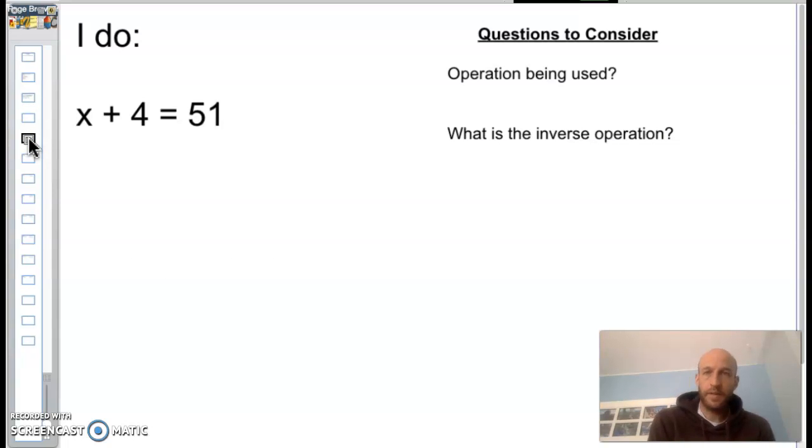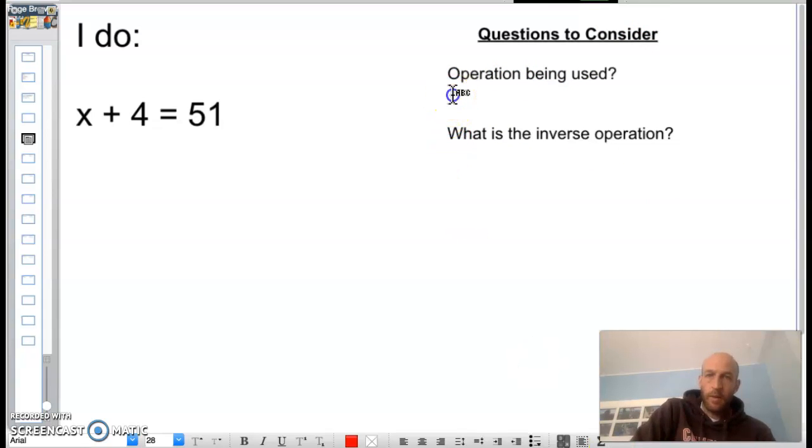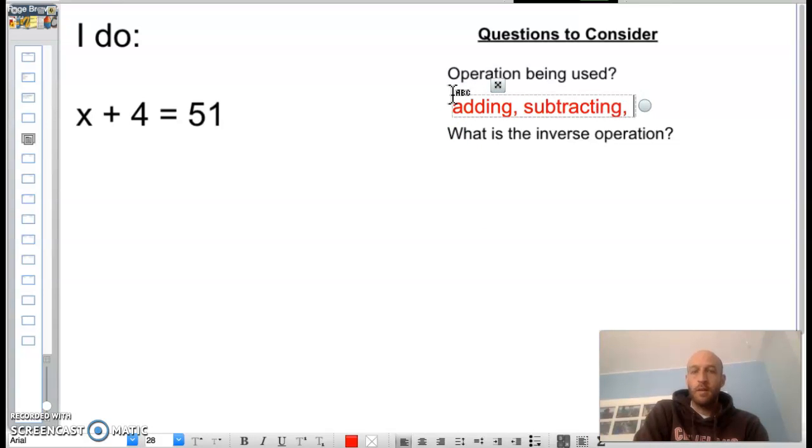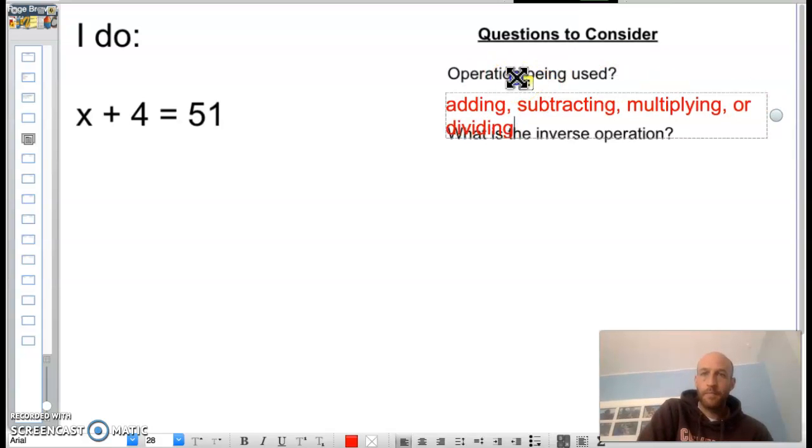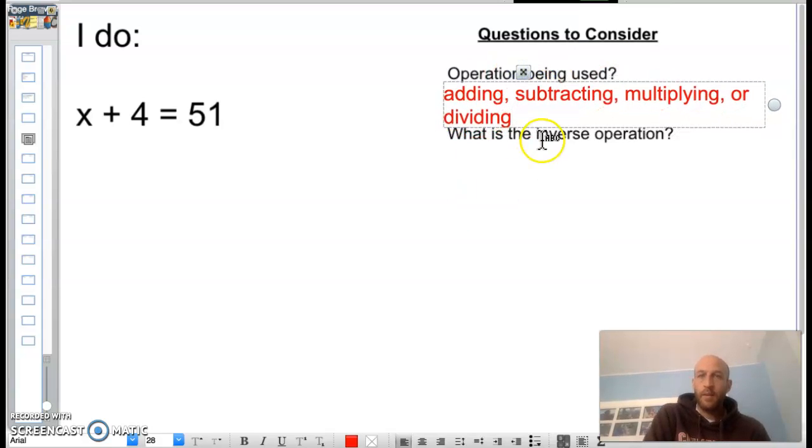Okay, I'm going to do this first problem, and on every slide you're going to see some really important questions to consider. What operation is being used? That means, are we adding, subtracting, multiplying, or are we dividing? Okay, and once we figure that out, we're going to figure out what is the inverse operation or the opposite of that operation. We're going to use that to help us.